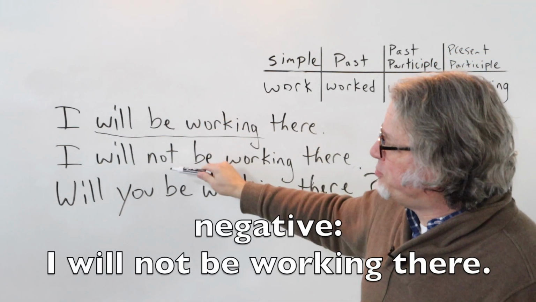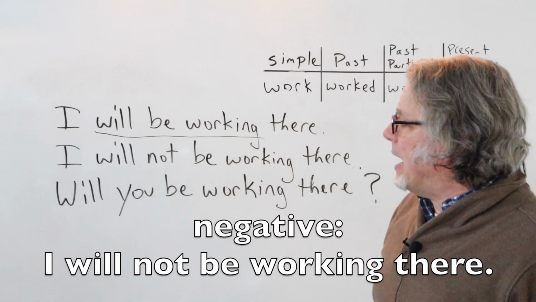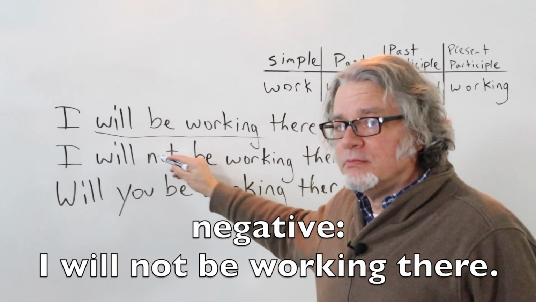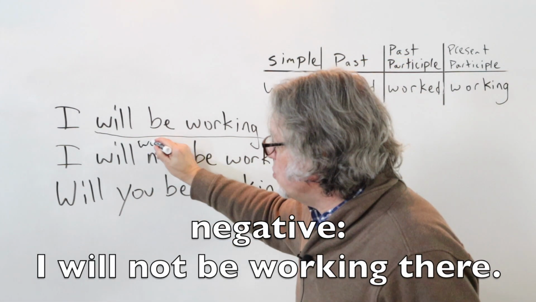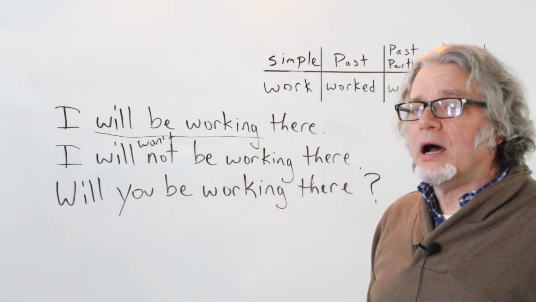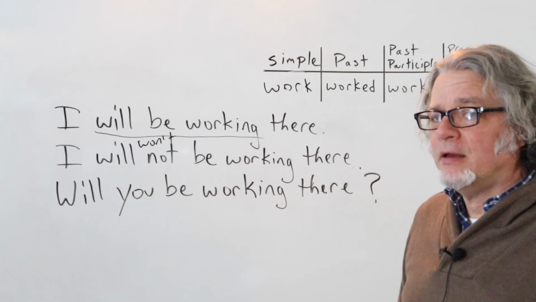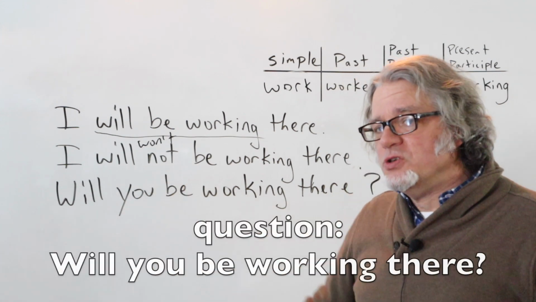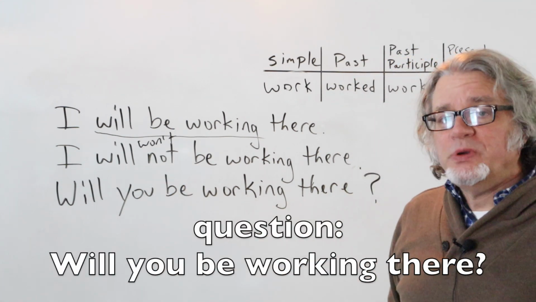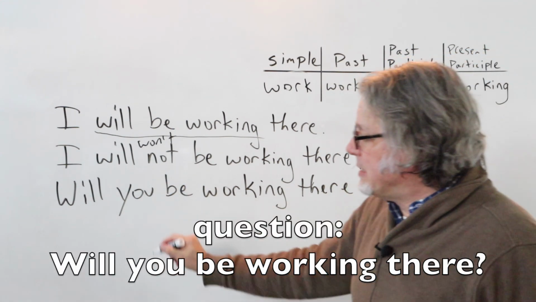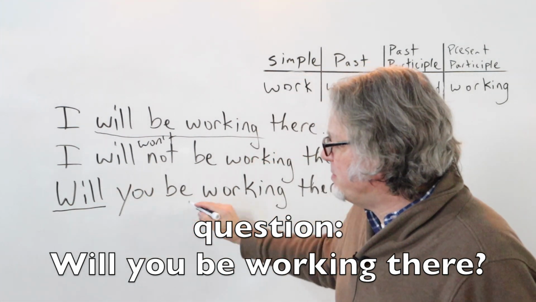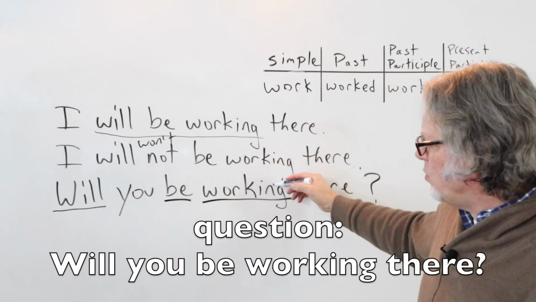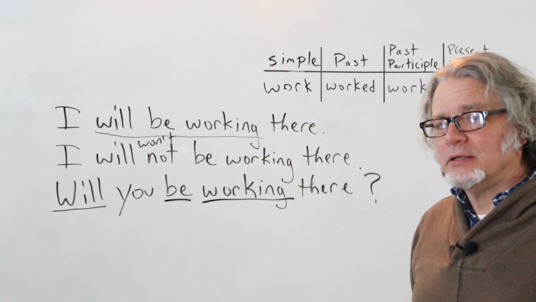For the negative, put not after will. I will not be working there. These two can be contracted to won't. I won't be working there. And for a question, I'll change the subject to you. Will you be working there? So here's the helping verb with be, and then the main verb work with an ing ending.